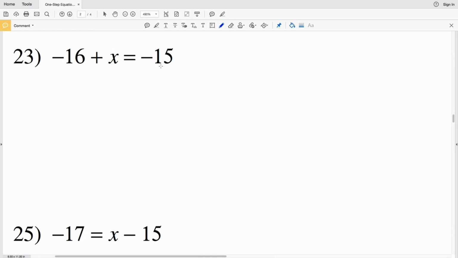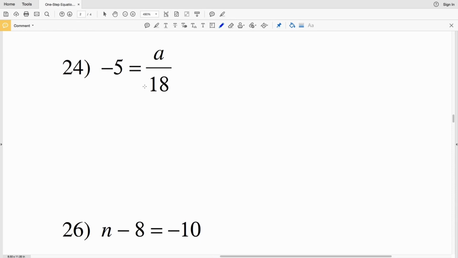But let's go ahead and do the math. We're going to need to subtract a negative 16, which is the same as adding a positive 16. Whatever we do to the left, we do to the right. That's going to be 0, so x is going to be equal to negative 15 plus 16, which is a positive 1.